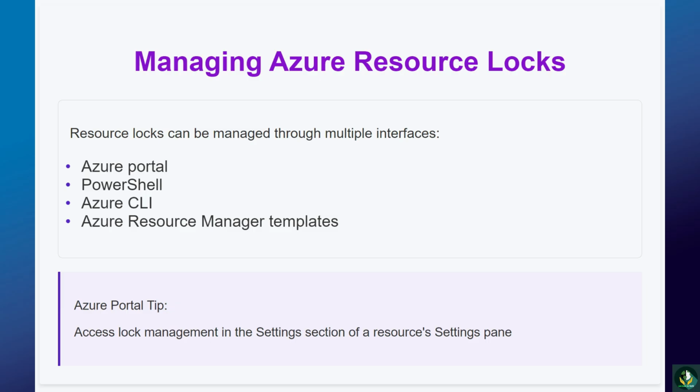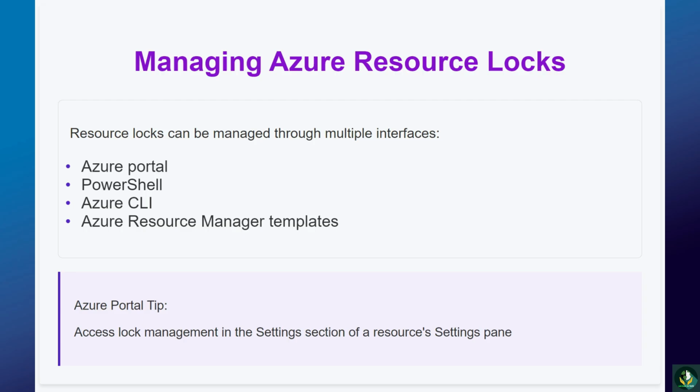To access lock management in the portal, navigate to the Settings section of any resource's settings pane. This intuitive approach allows you to view existing locks, add new ones, or remove locks with just a few clicks. The visual nature of the portal makes it easy to understand the current lock status of your resources at a glance.